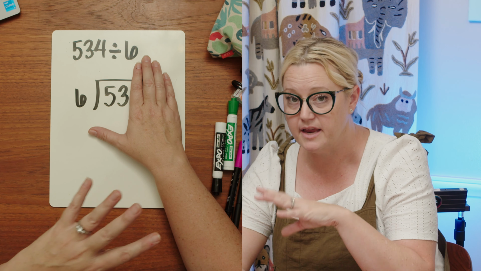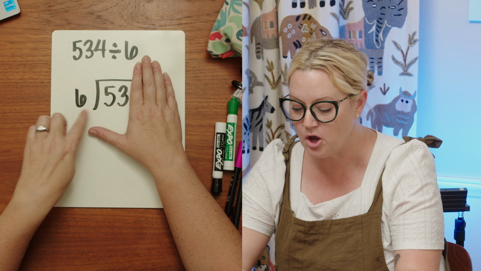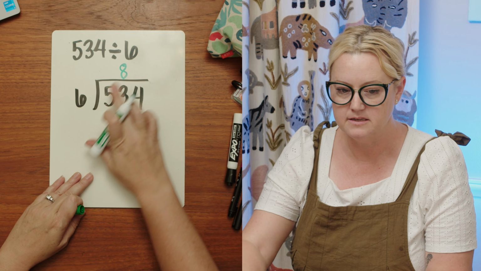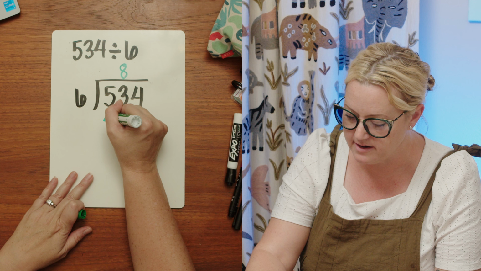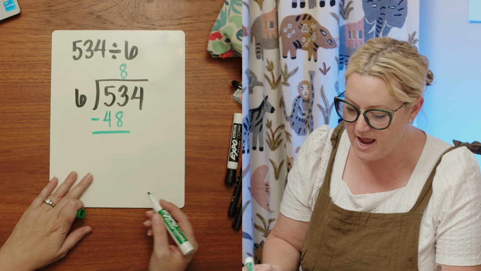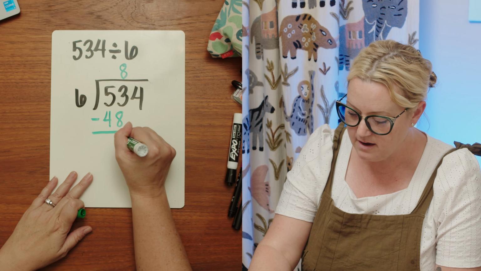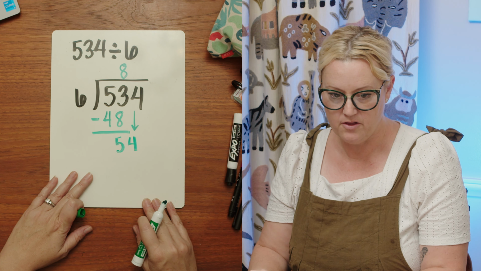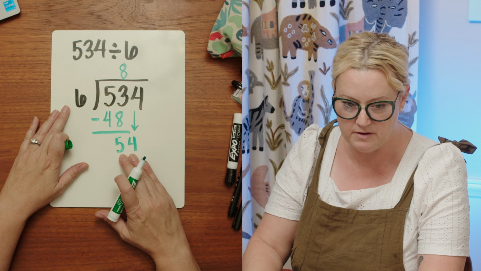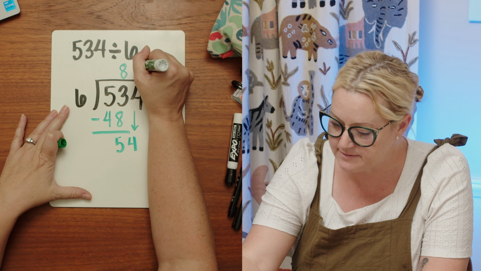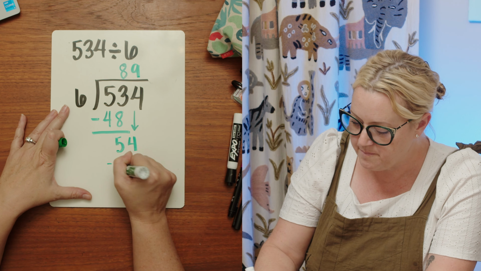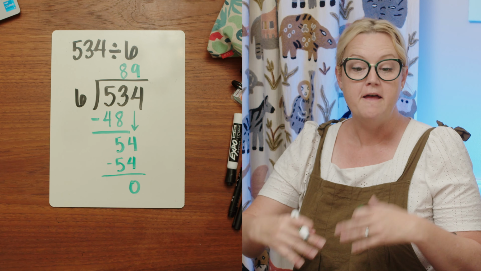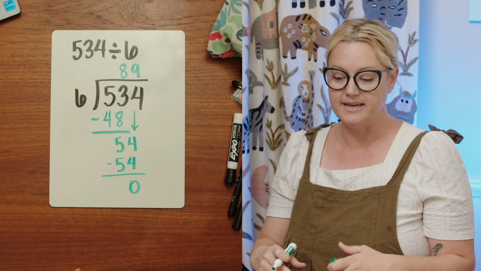So 6 times 9 is 54. That's one too many, so I'm gonna go 6 times 8. I'm gonna put my 8 up here. 8 times 6 is 48. I subtract that 48, and that's gonna be 5. Then I bring down the 4. And I look, okay, 6 times what gives me 54? Well, I just said 6 times 9 is 54. So minus 54, and I get 0, which means I have no remainder. So 534 divided by 6 is 89.